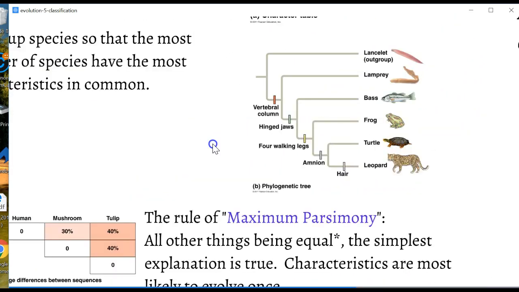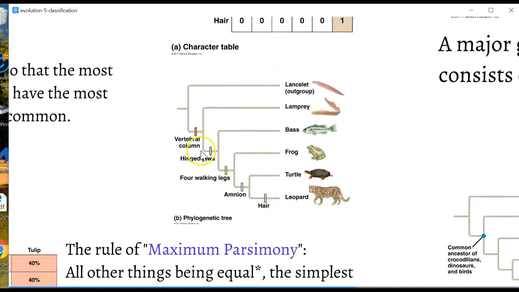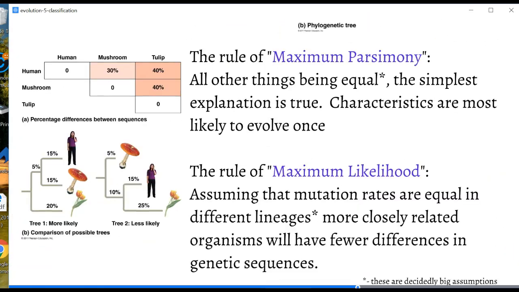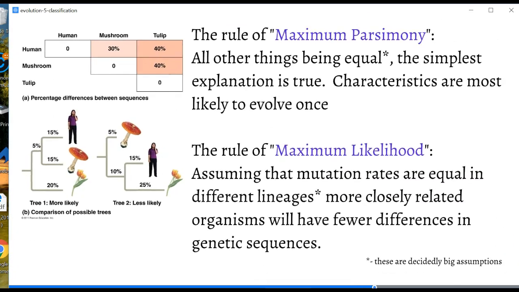And what I mean by that is, if you look back up here at our phylogenetic tree, yes, it's possible that the hinged jaws evolved separately in the bass's ancestor, only the frog's ancestor, only the turtle's ancestor, only the leopard's ancestor. But more than likely, that probably only evolved once in this lineage. So that's what the rule of maximum parsimony is trying to tell us.